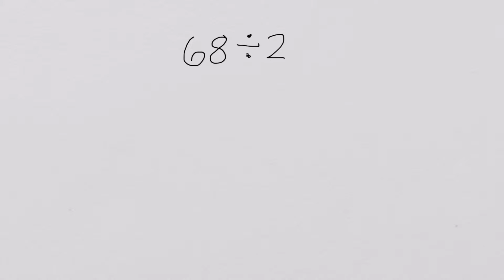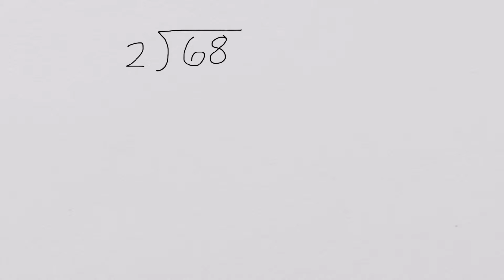For long division, we have to set this up a little bit differently. Instead of having it go 68 over here and 2 over here, we're actually going to take the 2 and move it. It's going to go on the other side of the 68. This division symbol is going to go away, and instead, we are going to use the long division symbol like that. Now, this doesn't have a specific name that I know of, but I'm just going to refer to it as a division bracket right now.